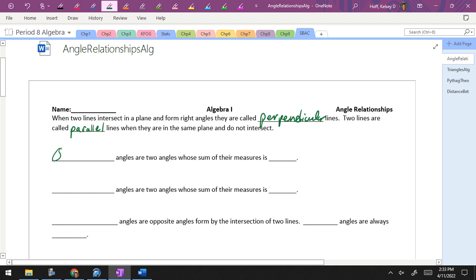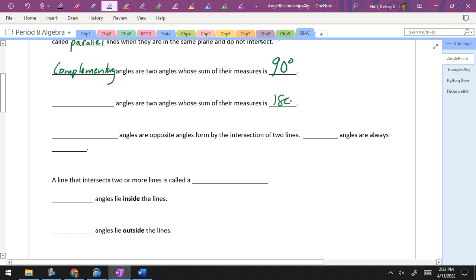Complementary angles are 2 angles whose sum of their measures is... 180 is the other one. 90. Complementary is 90. The other one's 180, but what is it called? Supplementary. Okay. So complementary, they add up to equal 90. Supplementary, they add up to equal 180.